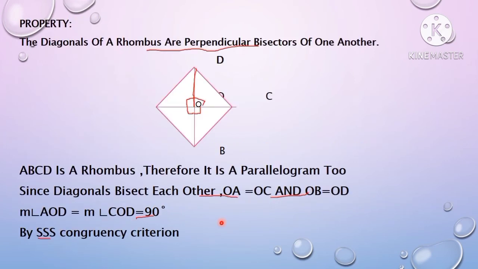The next one, the property of rhombus. The diagonals of a rhombus are perpendicular bisectors of one another. The diagonals here, what are the two diagonals? AC is one diagonal and DB is another diagonal. So the diagonals of a rhombus are perpendicular bisectors of one another.